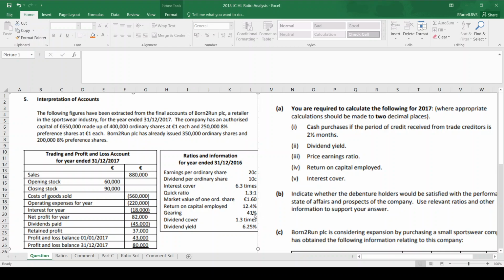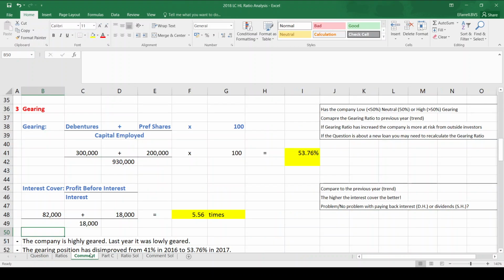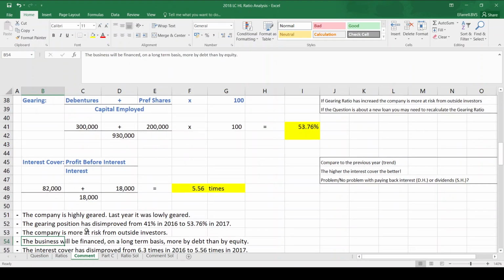So it was lowly geared last year, highly geared this time. Highly geared is obviously worse because more of the firm is owned by outside people, and there's more debt in the company. The gearing position has disimproved because it's gone higher, from low to high, from 41% last year to 53.76% this year. The company is more at risk from outside investors because it's gone up. If it had gone down, you would say the company is less at risk from outside investors.